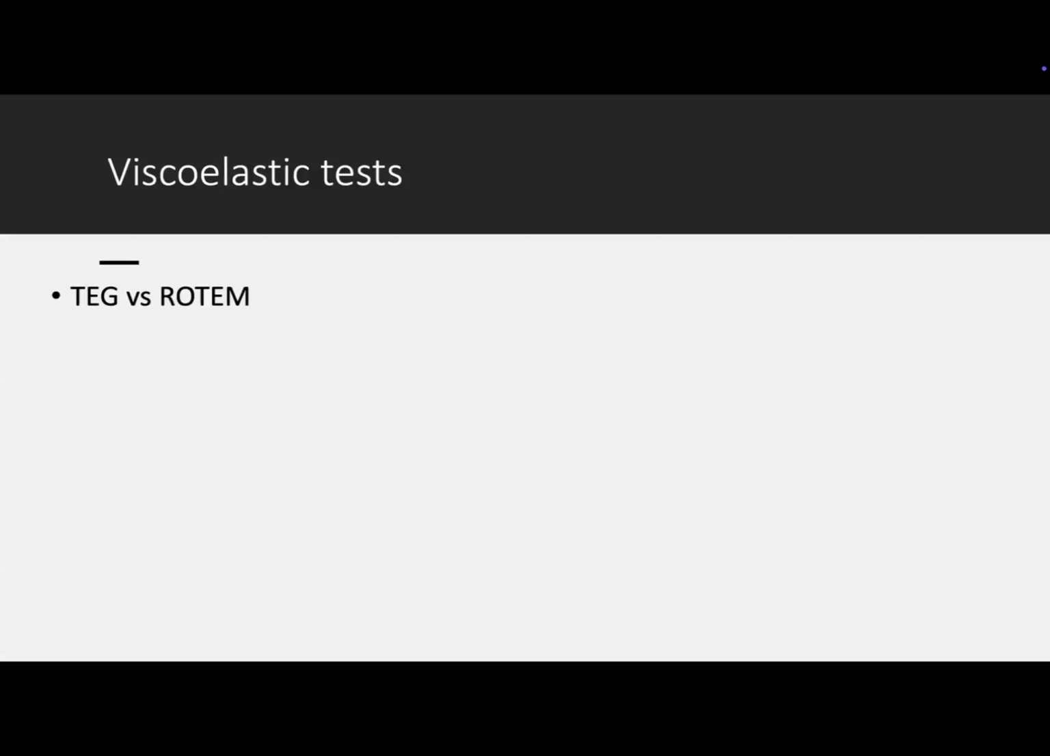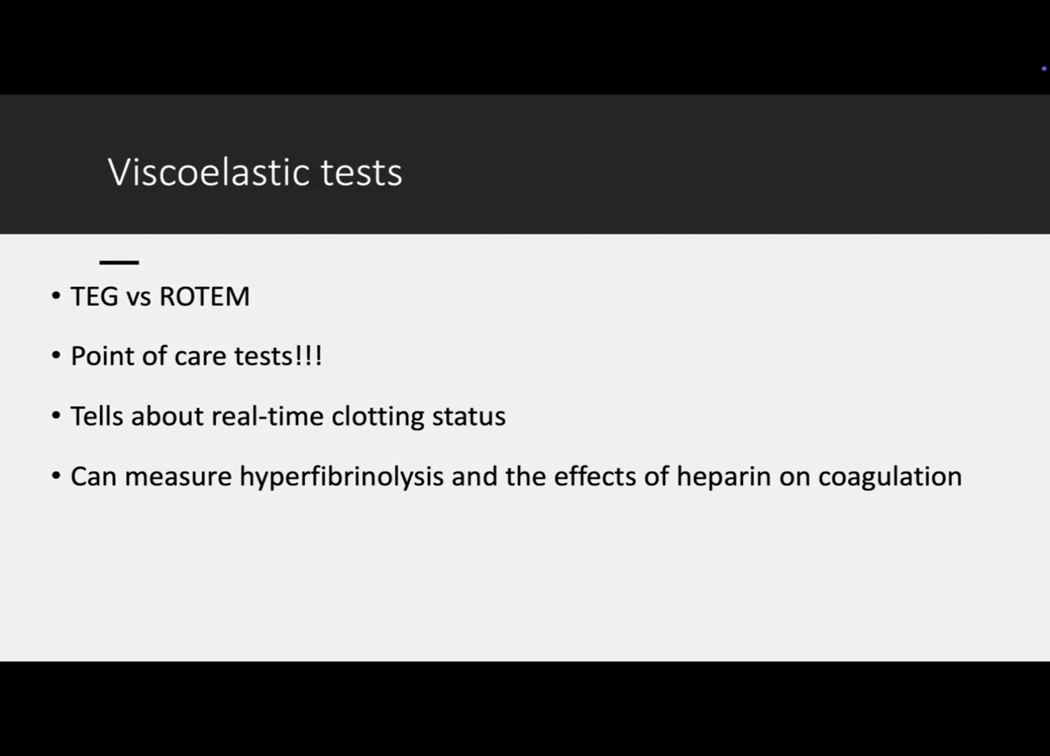So let us understand something about viscoelastic testing. There are two tests, TEG versus ROTEM, more or less the same thing. Both give us more realistic information. ROTEM gives us much more details about coagulation parameters than TEG, but they are improving TEG also these days. What we need to understand is they are point of care tests. You cannot send it to the lab, wait for 3 hours and get it back. You can get INR, APTT also in the meanwhile if that is the case. So you need to do it point of care. You'll get it within 20 minutes. So it tells us about real clotting time status.